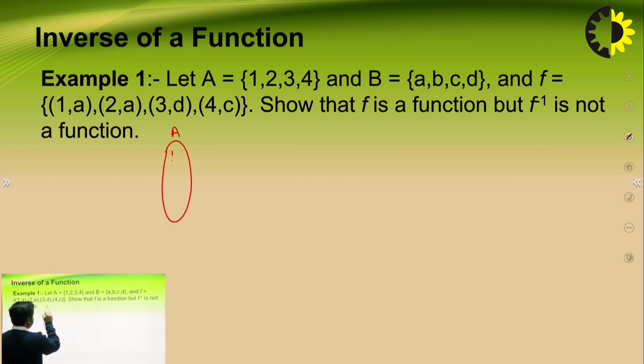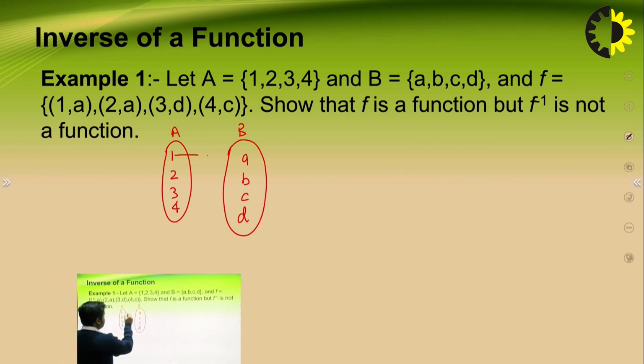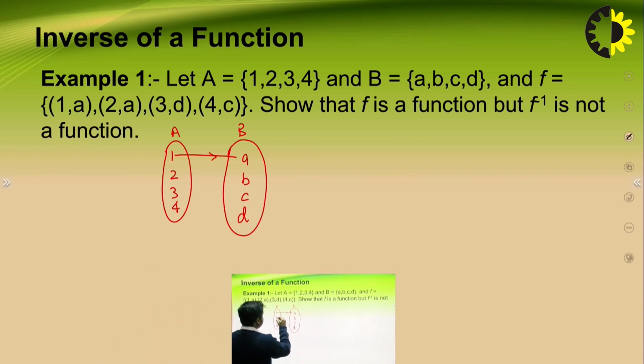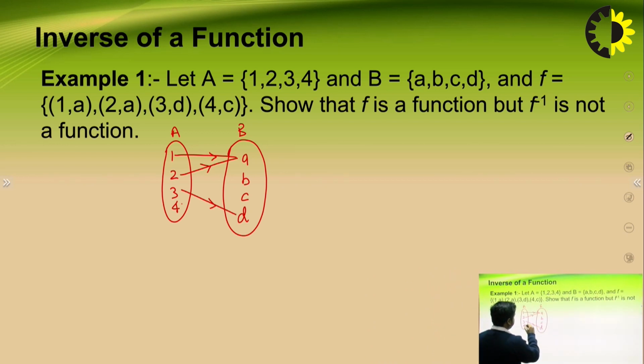Set A contains 1, 2, 3 and 4 and set B contains a, b, c and d. And what is the relation given? The function is given: 1 to a, okay, 2 to a, okay, 3 to d, okay, and 4 to c. This is also okay. Now, by the definition of a function, all elements of the domain have to relate with the second set with some element, but there will be no element left over in the domain.